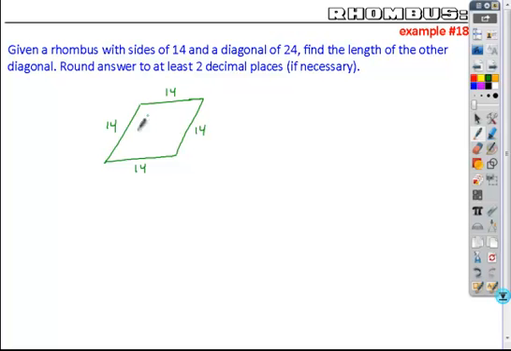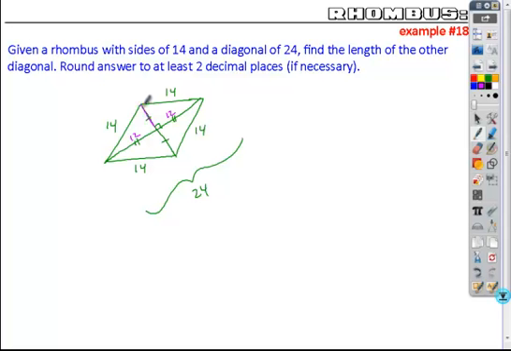Now, it doesn't really matter where you put that diagonal of 24. Okay, so I'm going to go ahead and say it's this diagonal right here. But because this is a rhombus, the diagonals not only bisect each other, but they are perpendicular. So I can label this information. And if I knew that the whole length from here to here is 24, that means each of these pieces would be half of that, or 12.